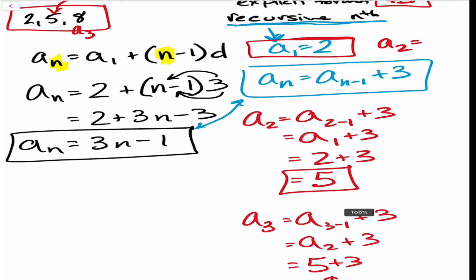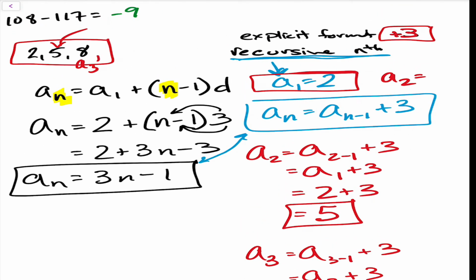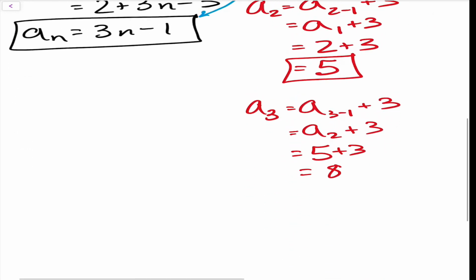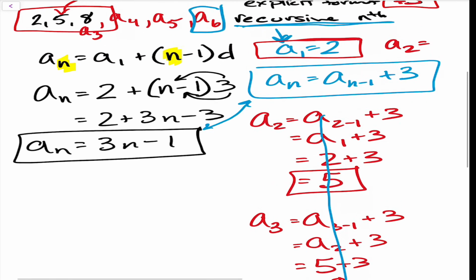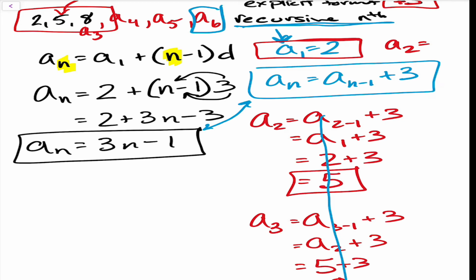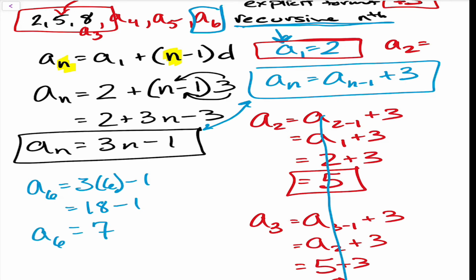Now, let's say there's going to be an a4 term, an a5 term and an a6 term. Let's say I wanted to just find my 6th term, but I don't want to keep doing this recursive formula and going all the way down to my 6th term. Well, this is where your explicit formula comes in. I want to find my 6th term, so I can do 3 times 6 minus 1, which is 18 minus 1. The value of my 6th term is 17, right?